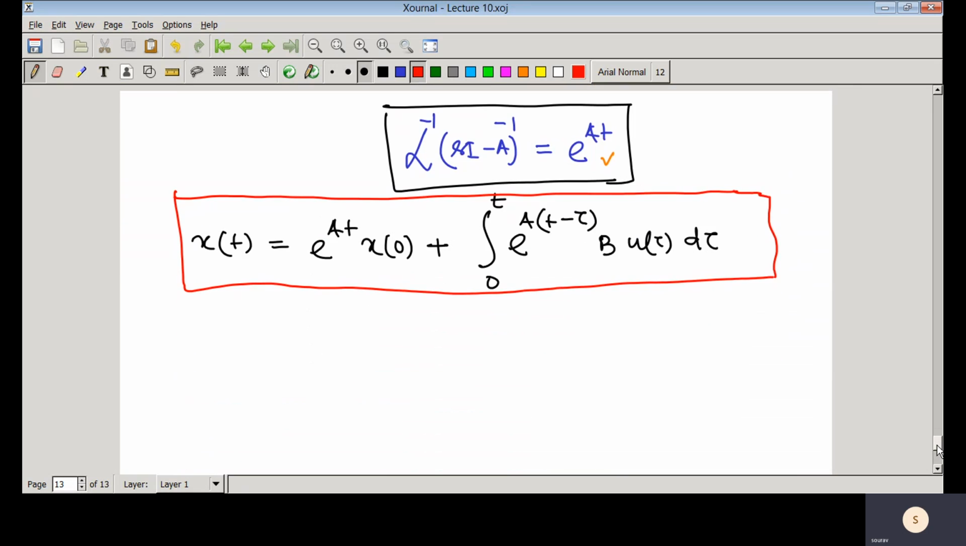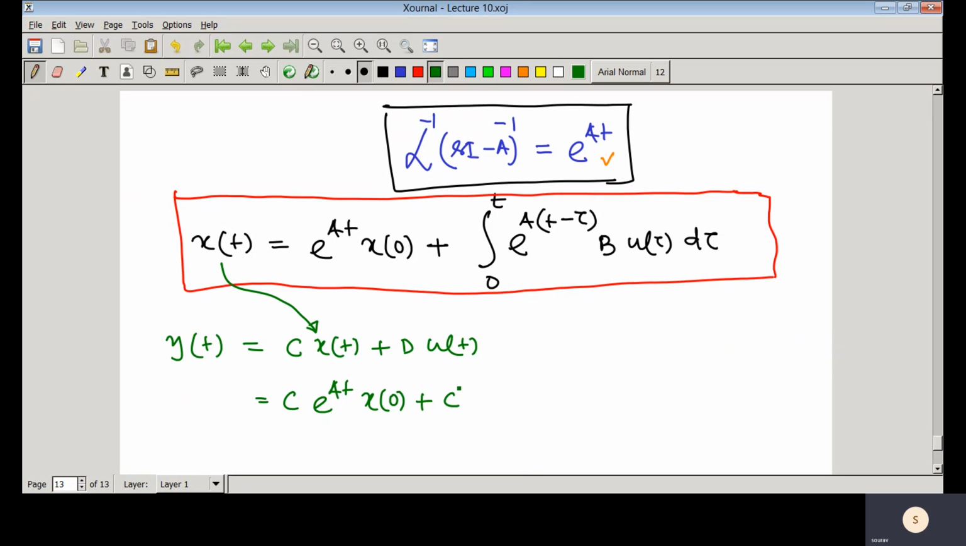Now what is the output equation? Here you can see it directly: y(t) equal to C x(t) plus D u(t), and you just replace this x(t) here. Then you have C e to the power At x(0) plus C times the integral term. That means if you have the solution of the state equation, then directly you can find the output of that system, y(t). So this is that output.